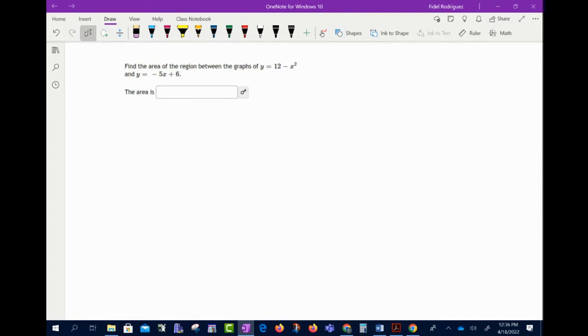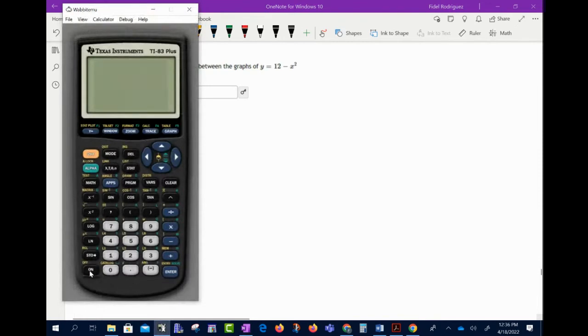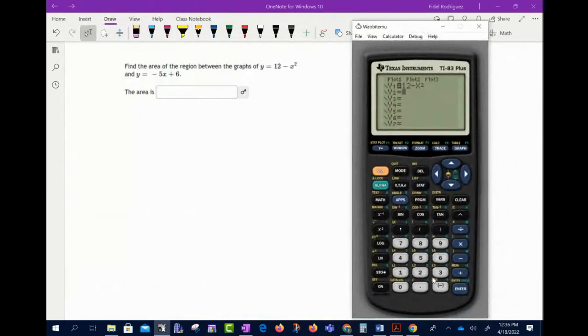Okay, a couple things we can do here, y'all. I'm going to grab my calculator and turn this guy on. I'm going to clear everything out, go to my y equals, and enter 12 minus x squared. That's my first one. And my second graph is negative 5x plus 6. Okay, there it is. I want to go ahead and graph those, just to see what it looks like. Okay, so look, there's my 12 minus x squared. There's my minus 5x plus 6.